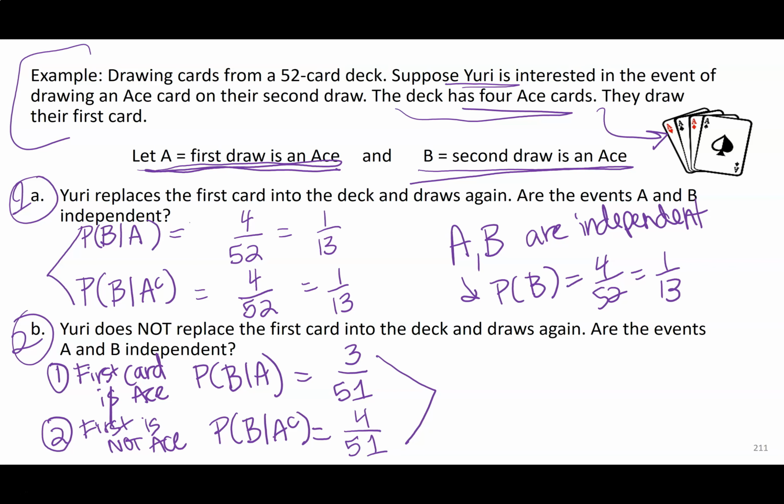So if you use replacement every time, those are independent events. If you don't have replacement, they're not independent.